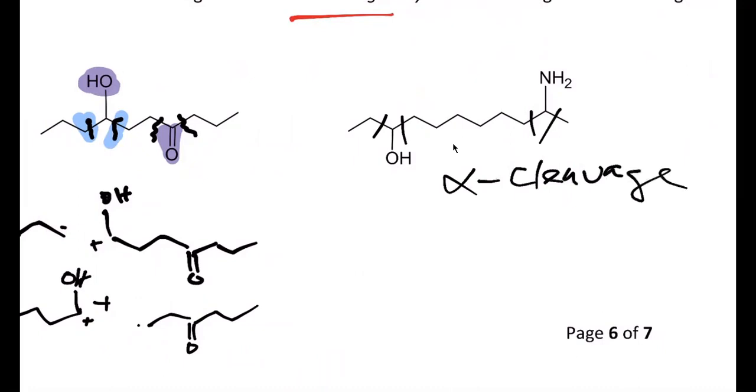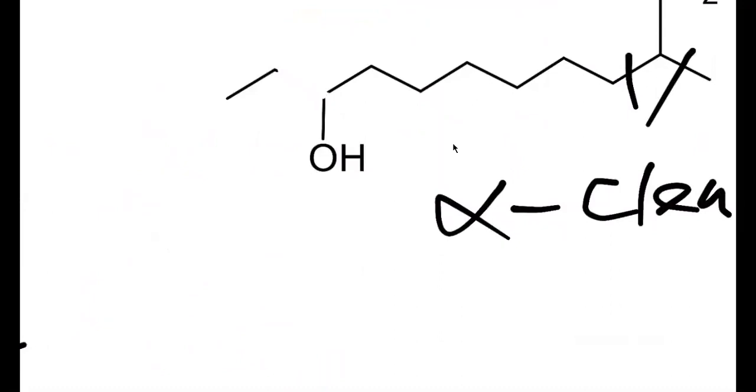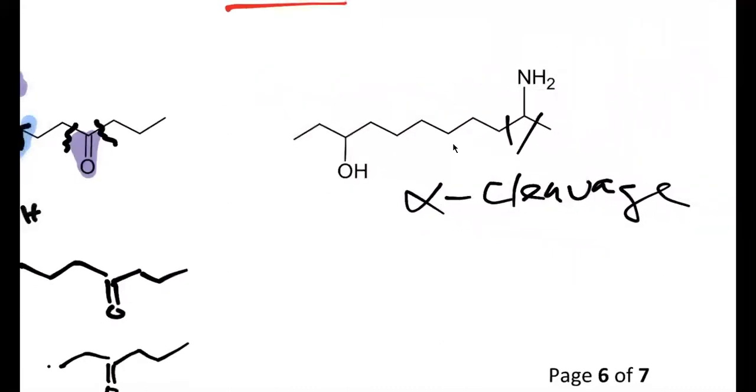You just cleave the bond that's adjacent to the functional group. I could have cheated and used my white pencil and just whited the bond out like that. But all right, so you're just going to cleave here.